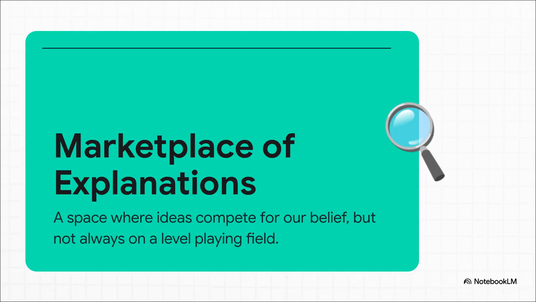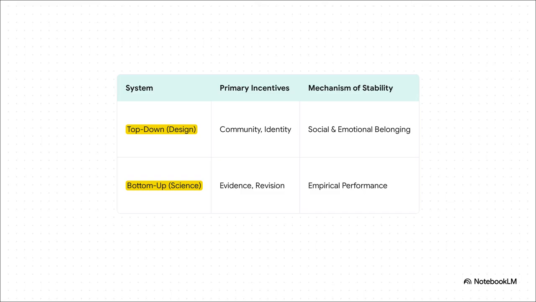Imagine some vendors are successful not because their product is the best, but because they have these deep, you could call them identity contracts with their customers. Contracts built on tradition, community, and family. And this is where we can really see what those contracts look like. On one hand, you have the top-down or design system. What holds it together? Well, it's all about social and emotional incentives, community, identity, having a story that makes sense of everything.